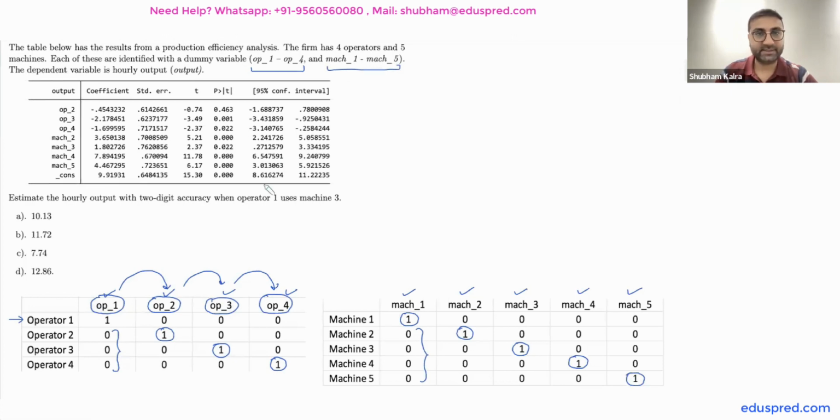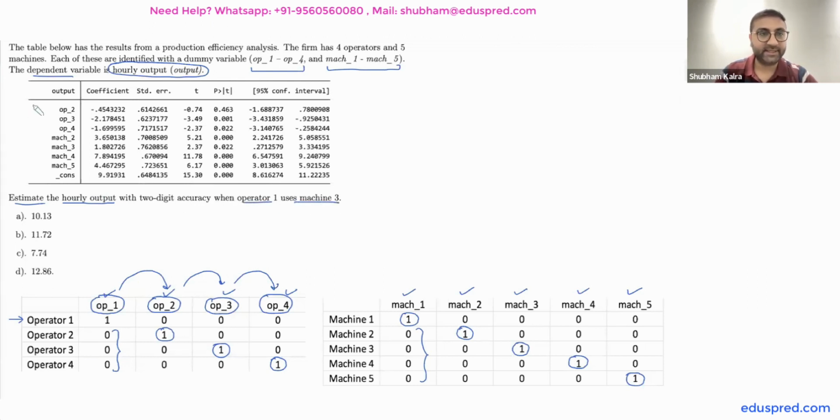Now let's see what it is that they are asking us in the question. So they are asking us to estimate the hourly output. Well, as you can see, the dependent variable is hourly output. Okay, so that's what they are asking us over here, that we have to estimate the hourly output with 2-digit accuracy when operator 1 uses machine 3.